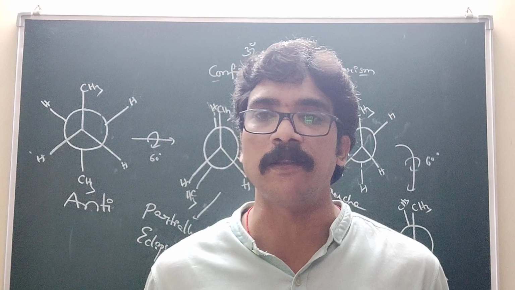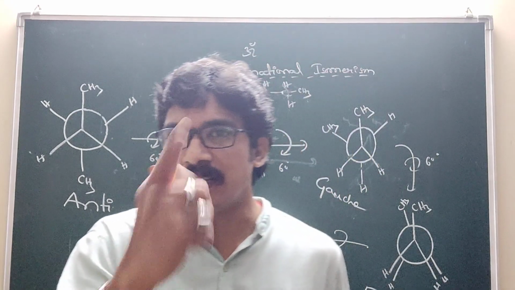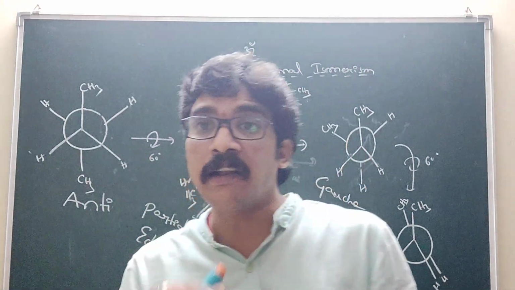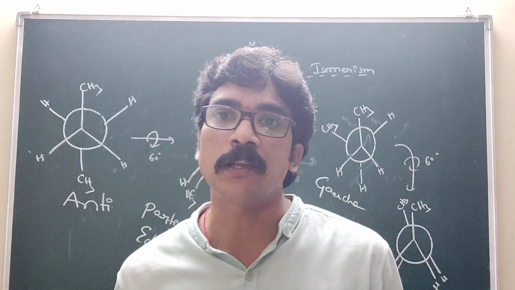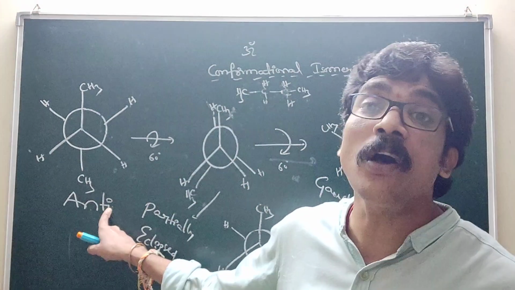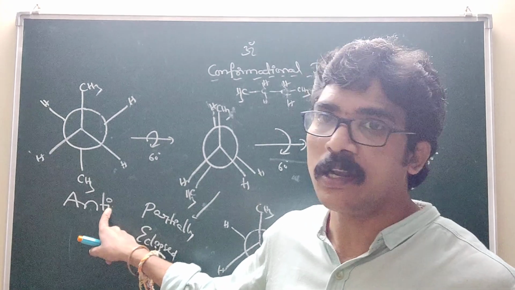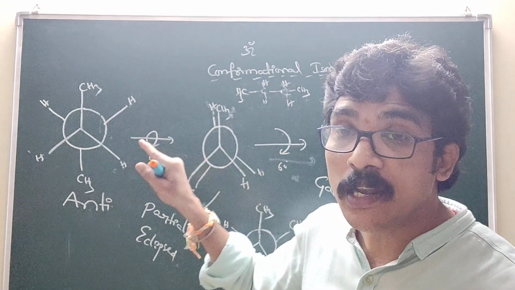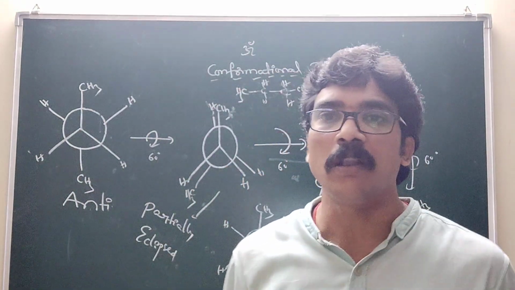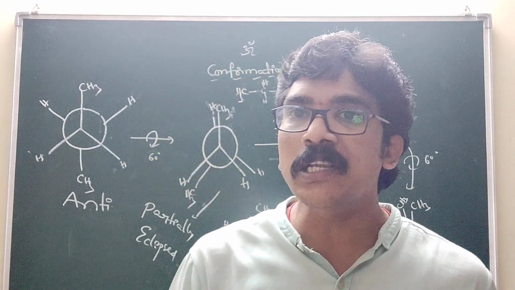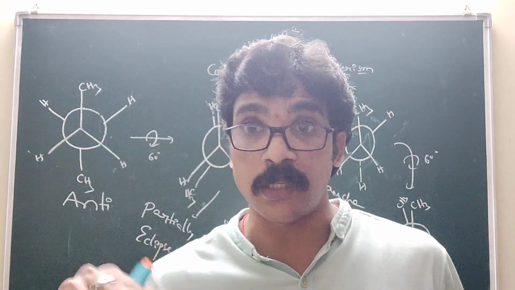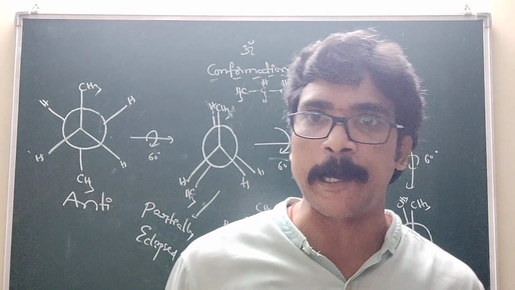Which conformer is more stable? The correct answer: between methyl and methyl there is a very long distance, so repulsion is very low and that molecule is more stable. That is anti. The anti form is more stable than the Gauche form, than partially eclipsed, than fully eclipsed. So the least stable is fully eclipsed. Which one is the least stable? Fully eclipsed. The conformer which has the least stability has the most energy in the energy profile diagram.